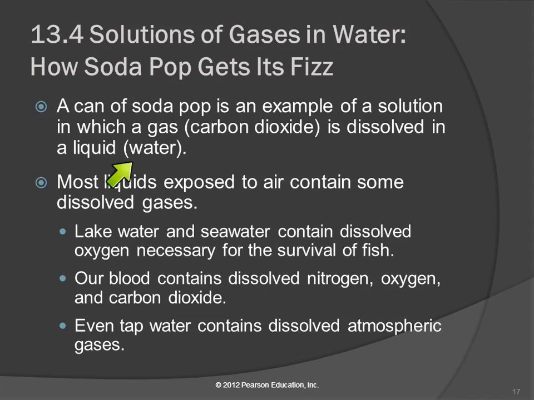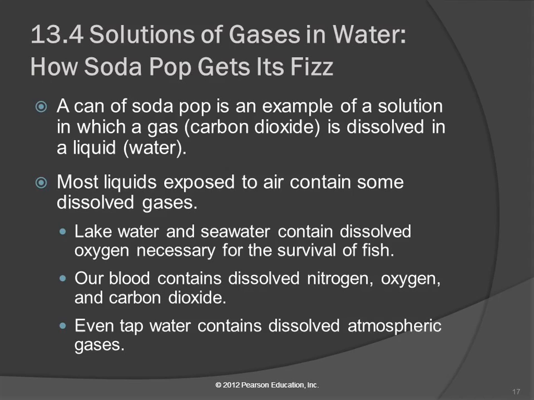So the liquid, the solvent, is water, and the solute is carbon dioxide. Most liquids that are exposed to air do contain some dissolved gases. You can see this if you take a clear glass measuring cup of water and put it in the microwave. Long before it boils, you see these little teeny tiny bubbles coming out as it's heating up. That's not boiling, that's the dissolved gases coming out.